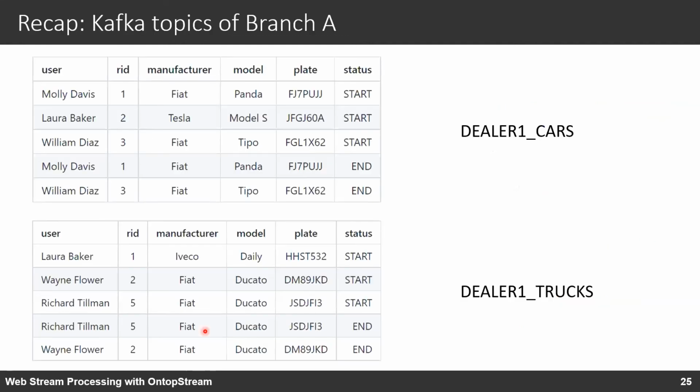Just to make a recap before going to the mapping part. We have a branch A, which has two Kafka topics, one about cars and one about trucks, and those topics include the data about the users who make the rent.